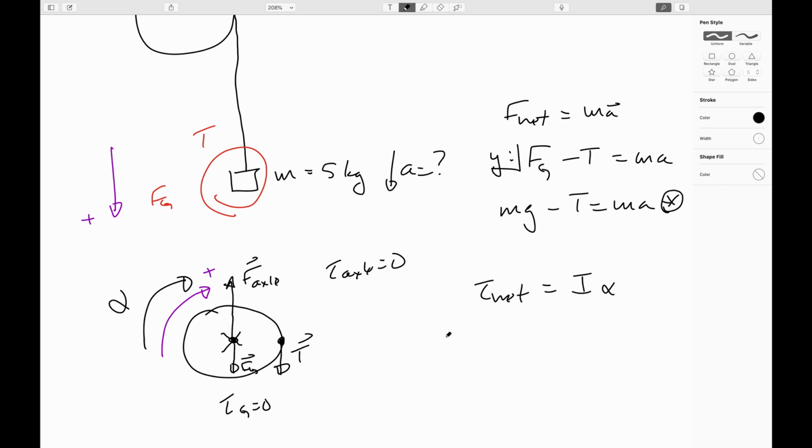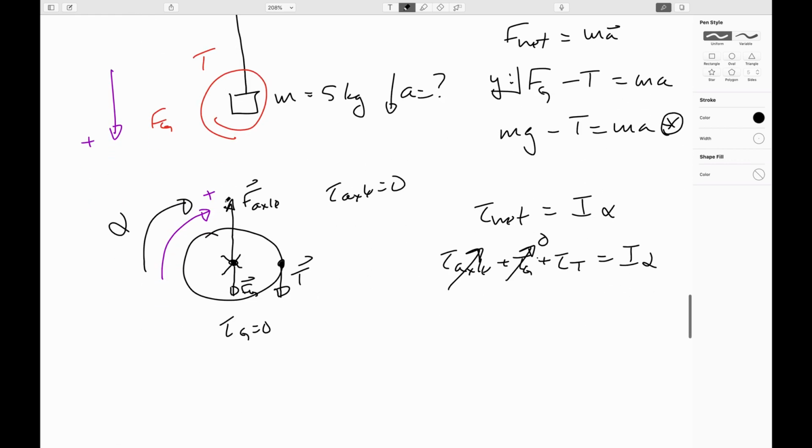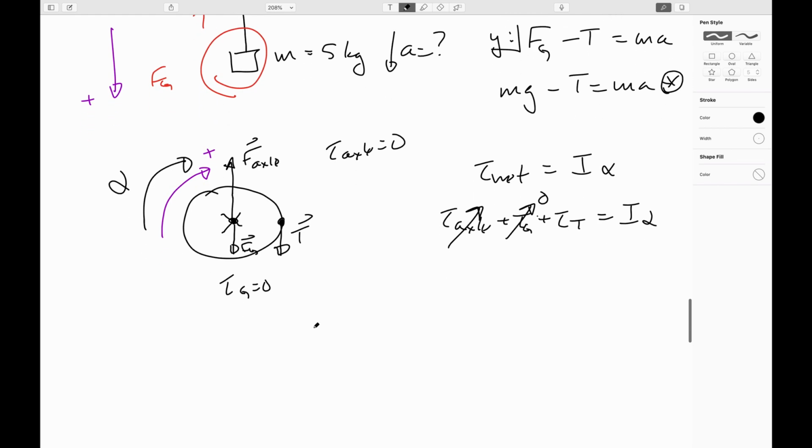So we had a torque due to the axle and a torque due to gravity. And then we just have left a torque due to the force of tension. That's equal to I alpha. This is 0. That's 0. And those are 0 again because the line of action passes right through the axle. And whenever that happens, the torque is 0. All right, so we're left with the torque due to tension.